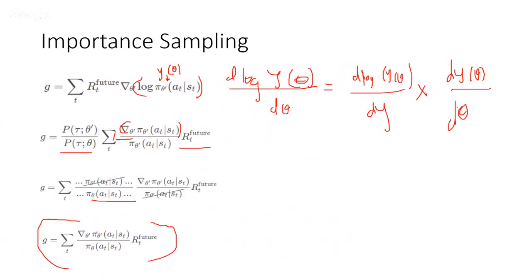So now this is dy by d theta, the change in y of theta given a small change in theta, where y is the probability function. So it's the small change in the probability given a small change in theta, over the probability of taking that action under the old theta. That's the ratio times R future that we discussed previously. As per Markov, we can't use previous R, we only use future R's.